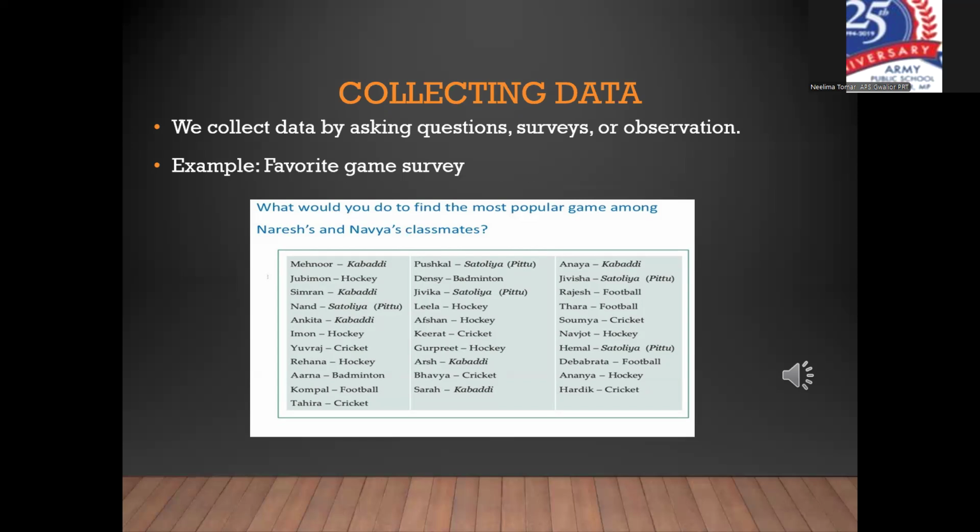For example, favorite game survey. Naresh and Navya decided to go to each student in the class and ask what their favorite game is. Then they prepared a list. Navya is showing the list. You can see the list on the screen. She says happily, I have collected the data. I can figure out the most popular game now. A few other children are looking at the list and wondering, we can't see the most popular game. How can we get it from this list?